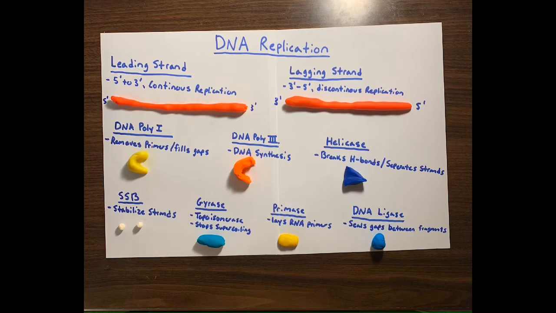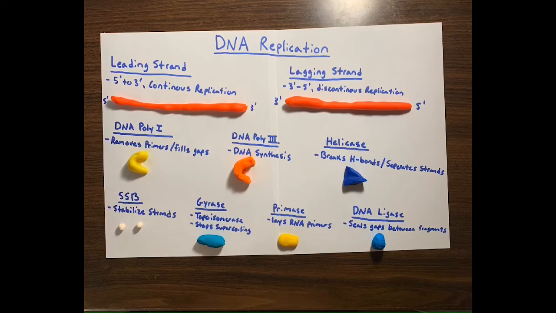Today we'll be looking at DNA replication, specifically in prokaryotic cells. In the top we have the leading strand, which is 5' to 3' and has continuous replication, while the lagging strand is 3' to 5' and is discontinuous replication, which means it will produce Okazaki fragments. DNA polymerase I removes primers and fills in gaps with a 5' to 3' exonuclease activity, while it proofreads with a 3' to 5' exonuclease activity.